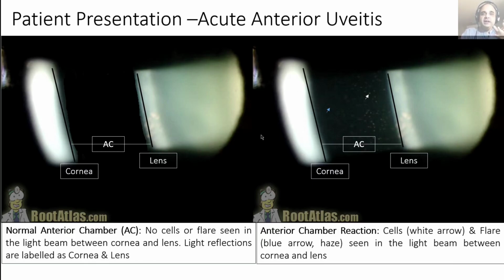This is an anterior chamber reaction which is seen in acute anterior uveitis, and as you can see, you see some round things, lesions.